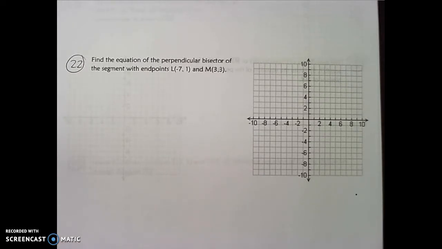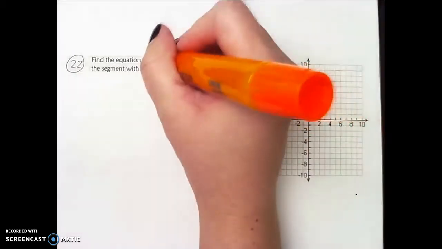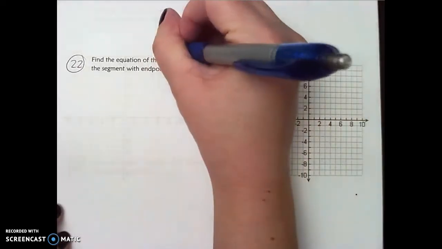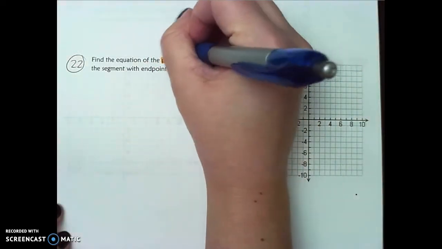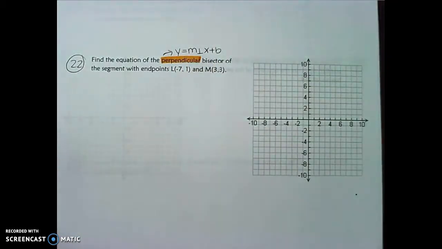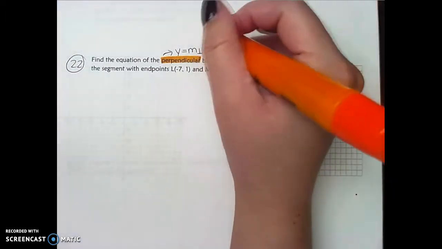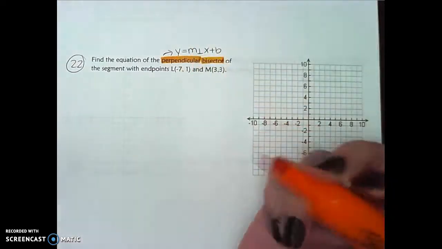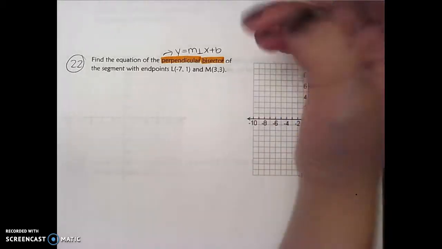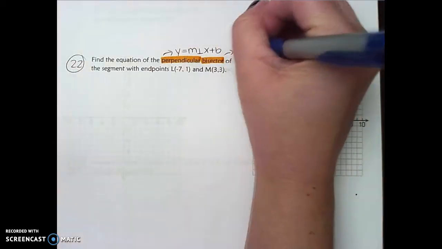So there are two key things that we know about a perpendicular bisector. The first thing is that we're writing the equation of a line that is perpendicular. And we know that means we're going to use the equation y equals perpendicular slope x plus b. The second important thing is that it is going to bisect our segment. And if we bisect a segment, we're going to be going through the midpoint of that segment. So bisector is telling us that we're going to use the midpoint.